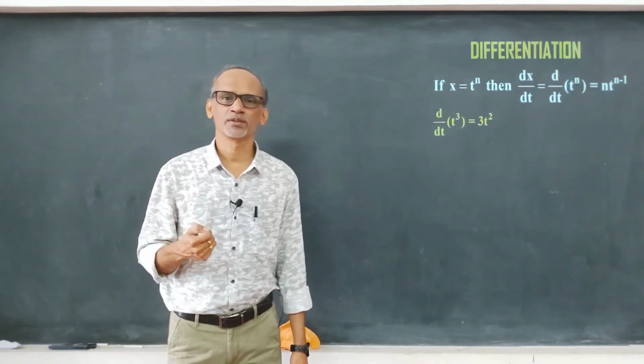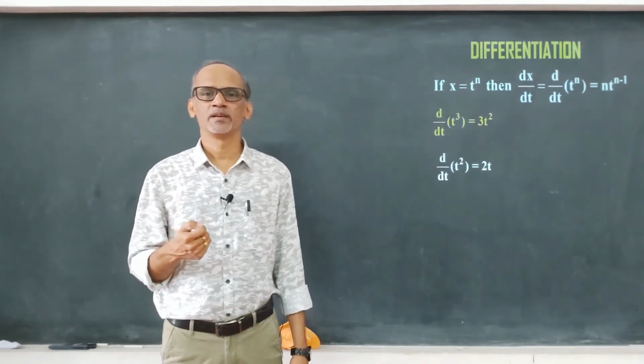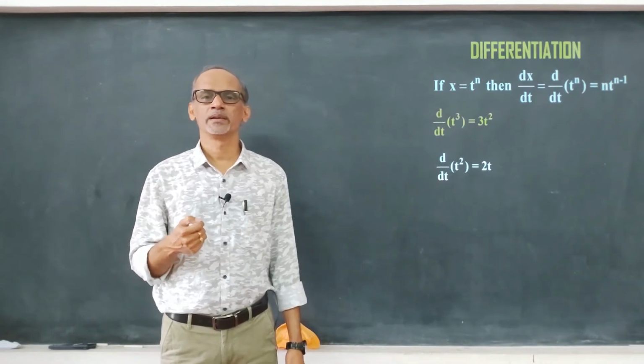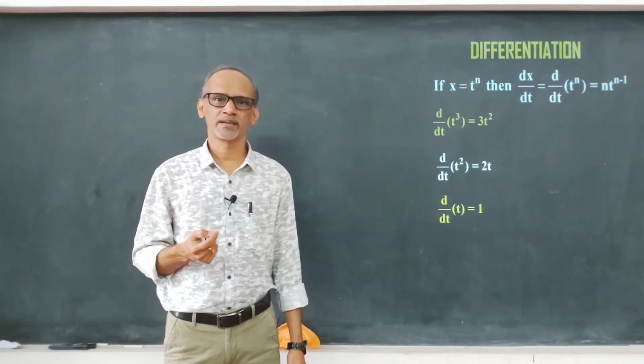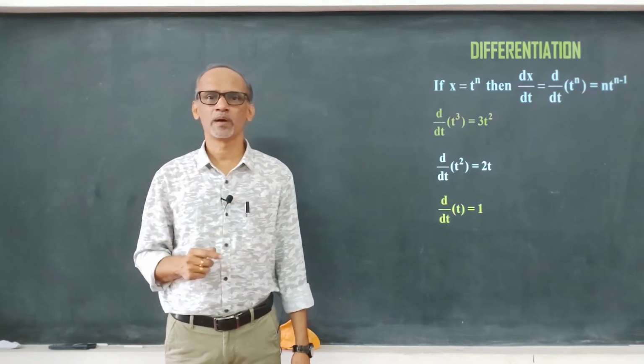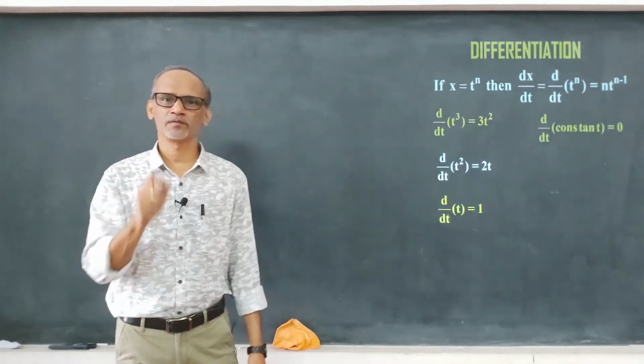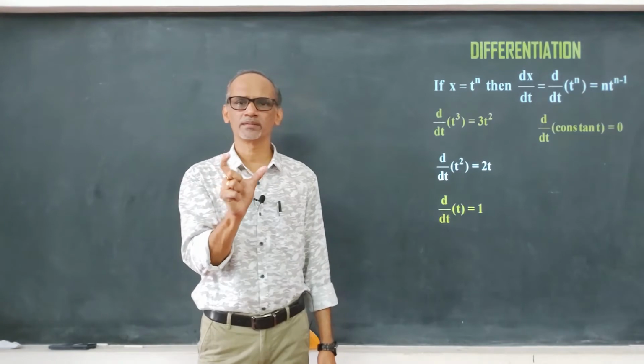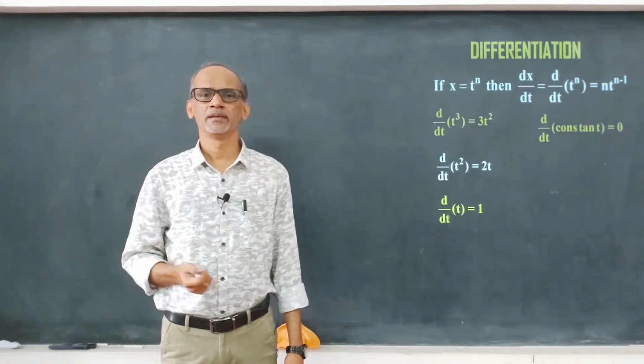What is the differentiation of t cube? 3t square. What is the differentiation of t square? It is 2t. What is the differentiation of t? It's 1. Correct. What is the differentiation of only a constant? Nothing else, only a constant, just like a number. Then it's always 0.